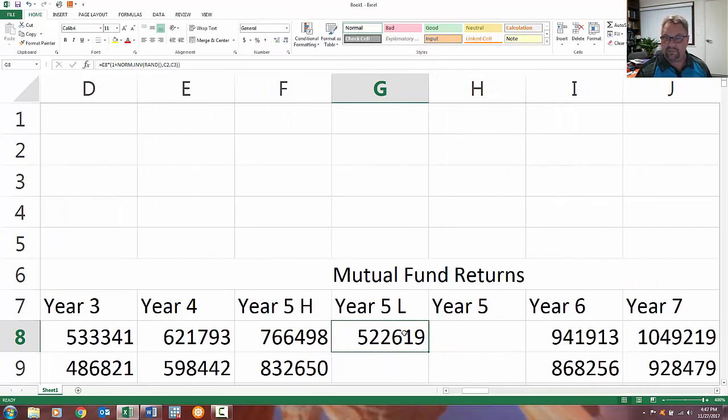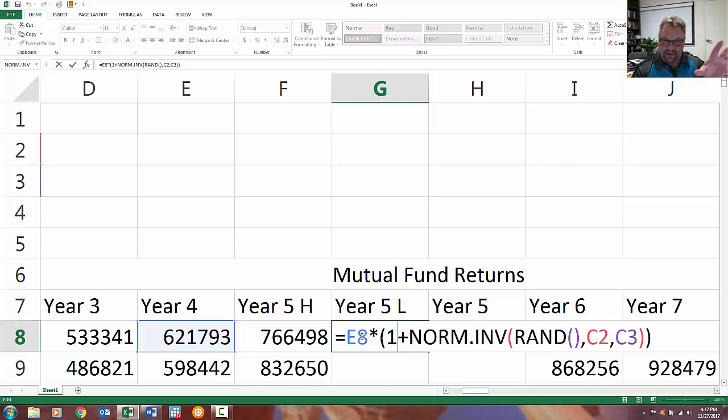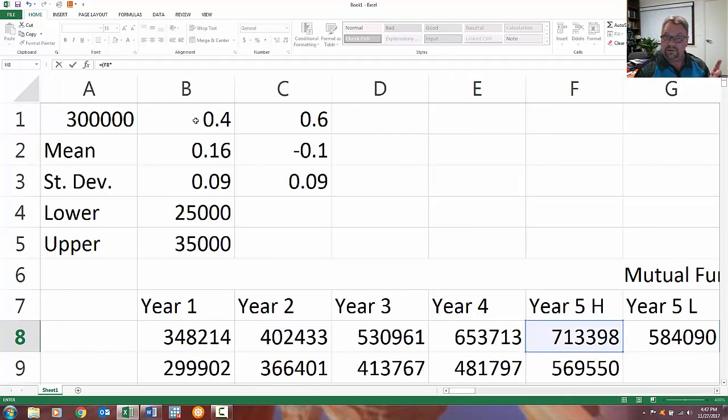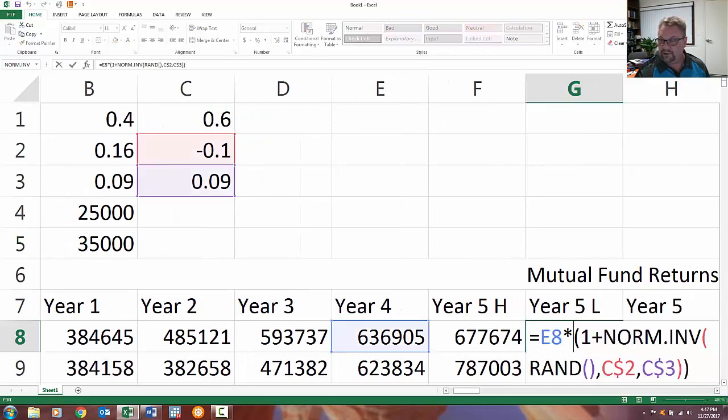Okay. Now I'm done. But now I need to do some anchoring. So I want to keep the 8 the same. Since I'm just going to copy this down, I just need to put an anchor here and here. All right? And then the year 5 weighted average returns are this return times the probability that that's likely to occur. Well, that was the 0.4 plus the low returns times the probability that I would get those returns. That's the 0.6. So let me show you that formula.